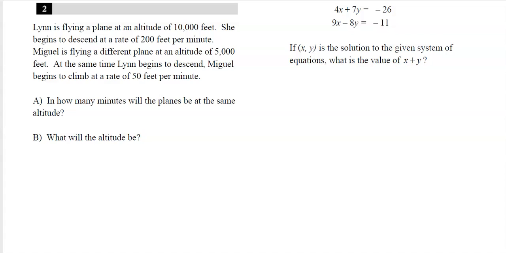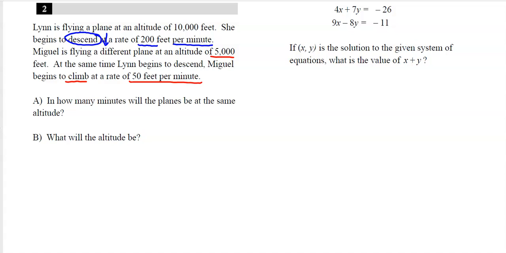So Lynn is flying a plane at altitude 10,000 feet. She begins to descend. That means go down. So descend means I'm going down 200 feet per minute. That's going to be really important. Then we got Miguel. He's flying a different plane. He starts at 5,000 feet, but he is climbing. So he starts at 5,000, but he's climbing 50 feet per minute.